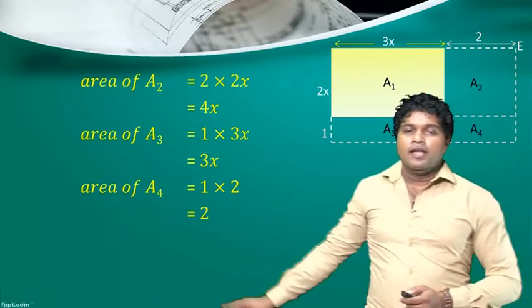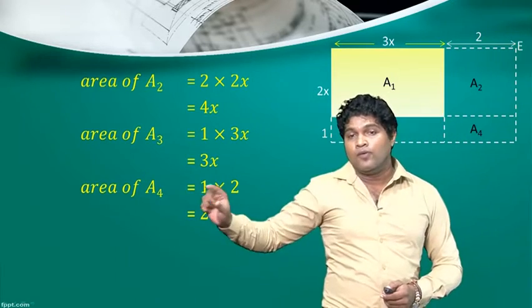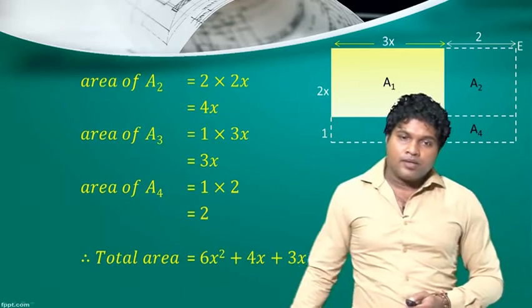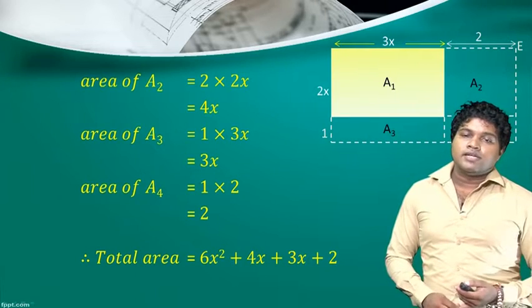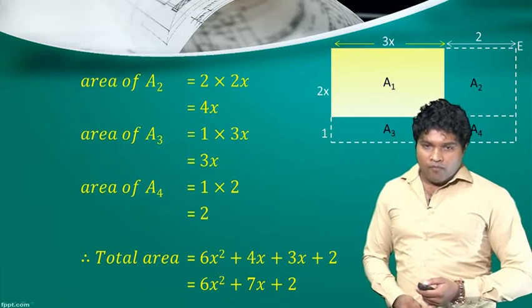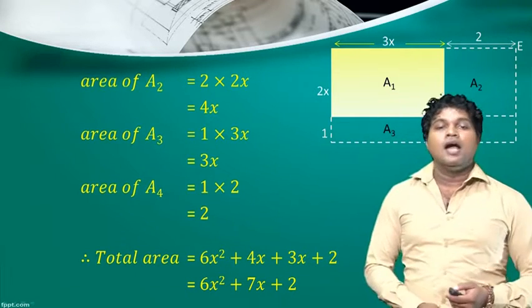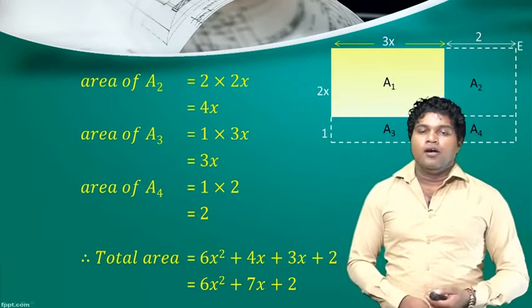You can see that. Then, to get the total area, you have to add those 4, A1, A2, A3, A4 together. This is the total area: 6x squared plus 4x plus 3x plus 2. There are 2 like terms, 4x and 3x, 7x. Then 6x squared plus 7x plus 2 is the answer. We can remember this is the answer we obtained earlier, of course. Right. The next question.